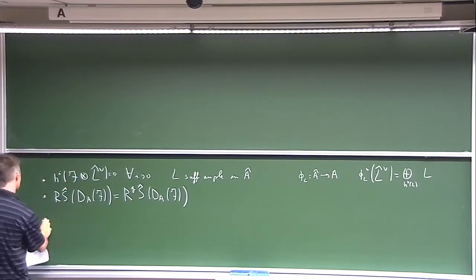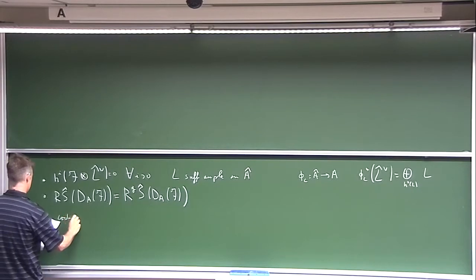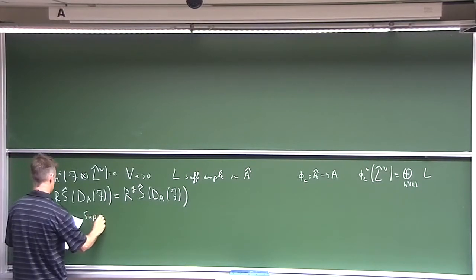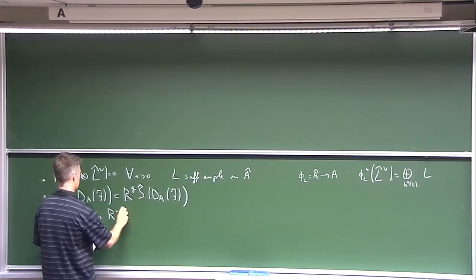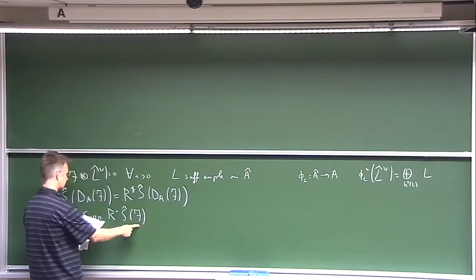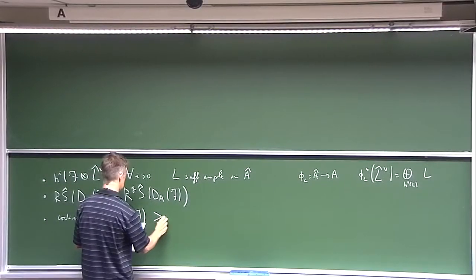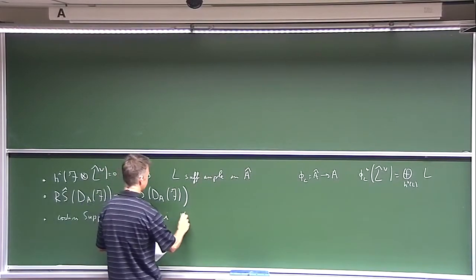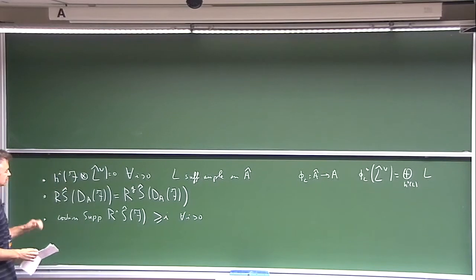And the third condition is that the codimension of the support of the sheaves that I get by taking the cohomologies of the Fourier-Mukai transform of F without any dual. So the codimension of these supports is greater or equal to i for every i greater than 0. I'm not including i equals 0 because it's a trivial statement. So these three are equivalent.